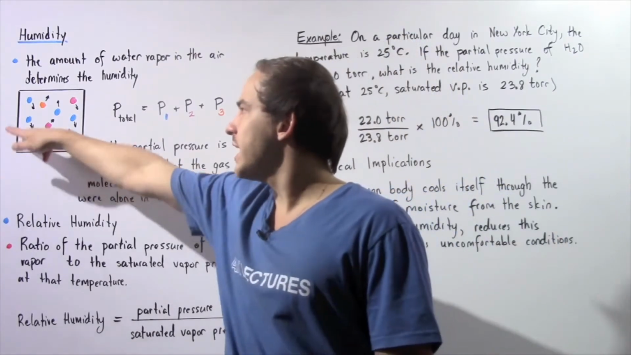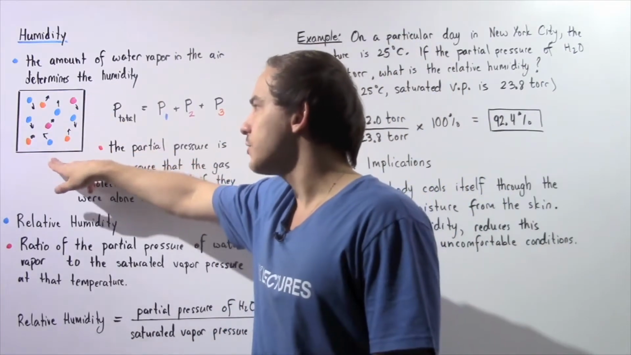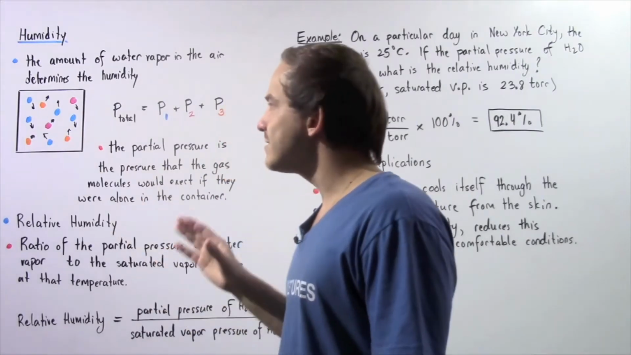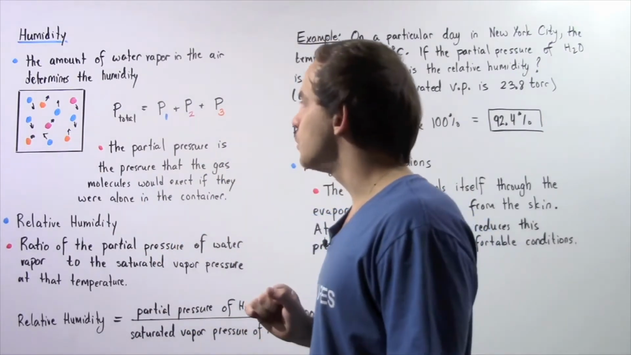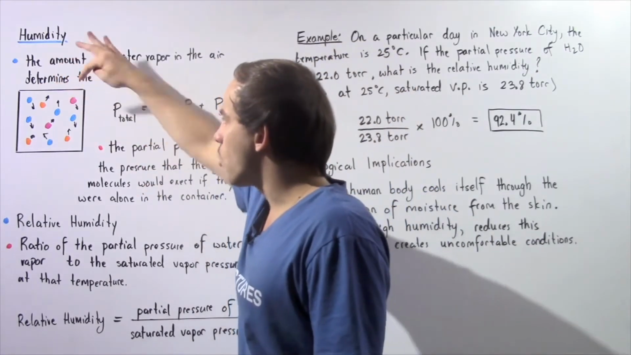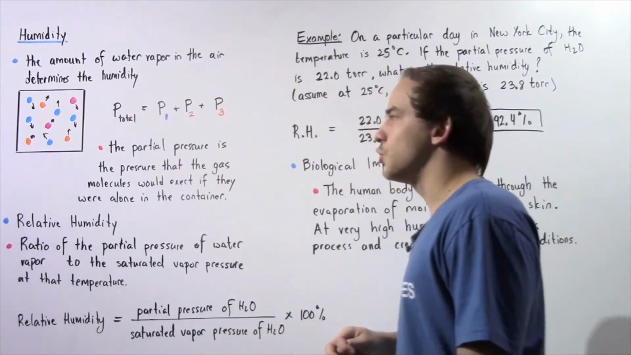So let's suppose we have the following closed container. So our system of gas is composed of three different types of gas molecules. So we have the blue, the orange, and the red gas molecules.